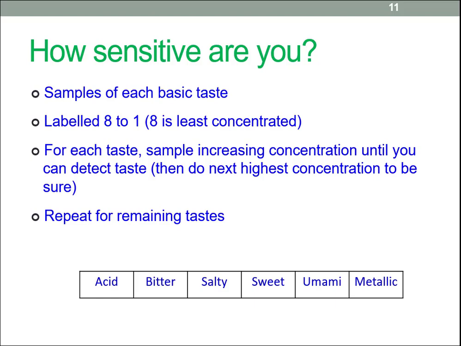Okay, so this test involves sampling the basic tastes, ones you're familiar with, plus metallic as well. There are 8 bottles for each taste, and they're numbered, with 8 being the least concentrated and 1 the most. Staff will advise you of the procedure in the lab.